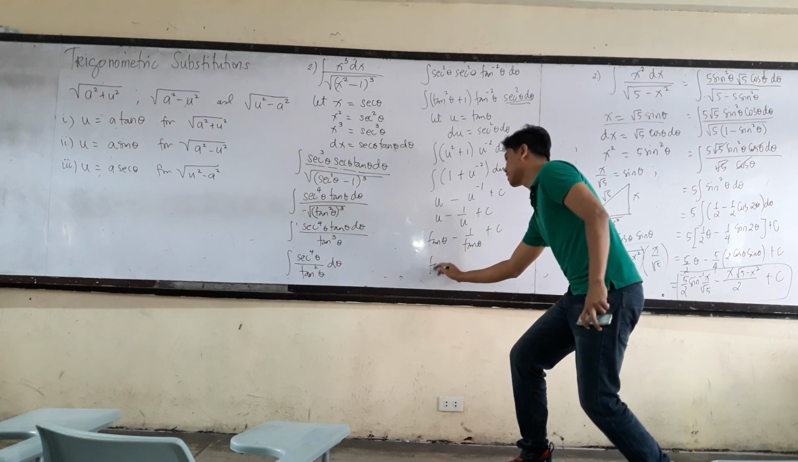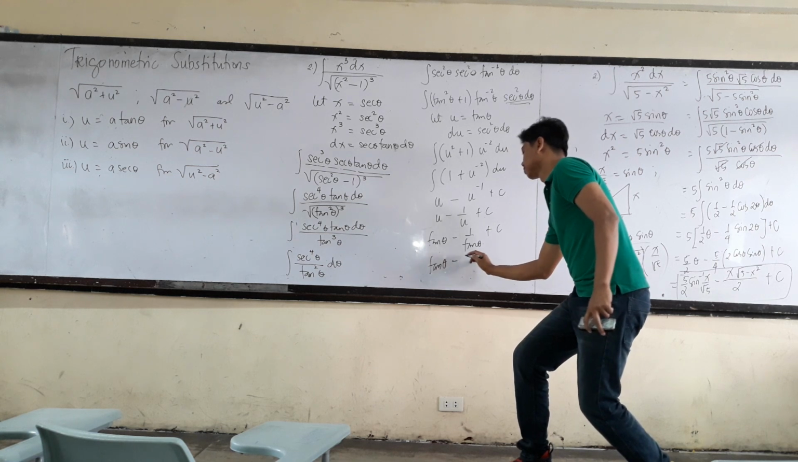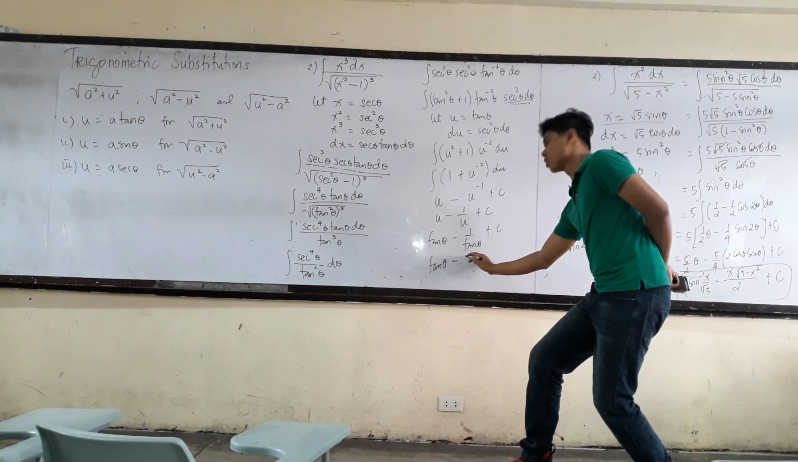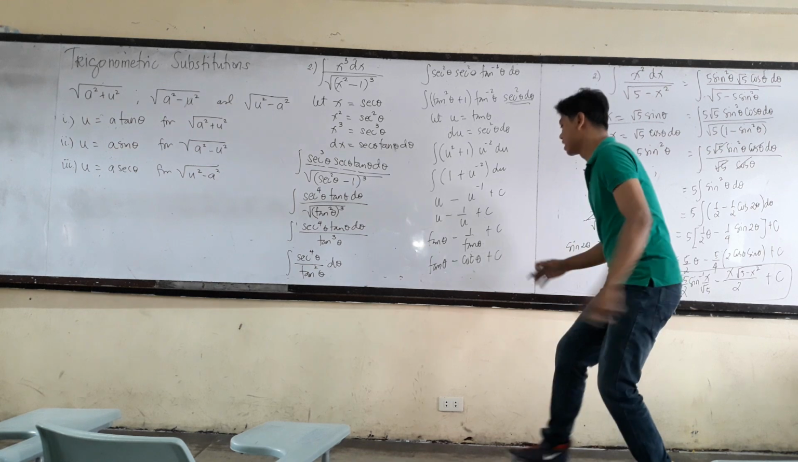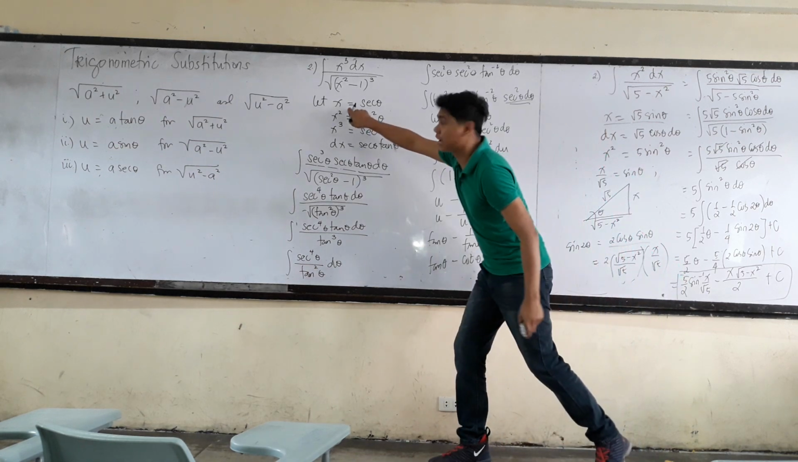But what is 1 over tangent theta? Cotangent theta plus c. And then from theta, we will write it back here. Okay?